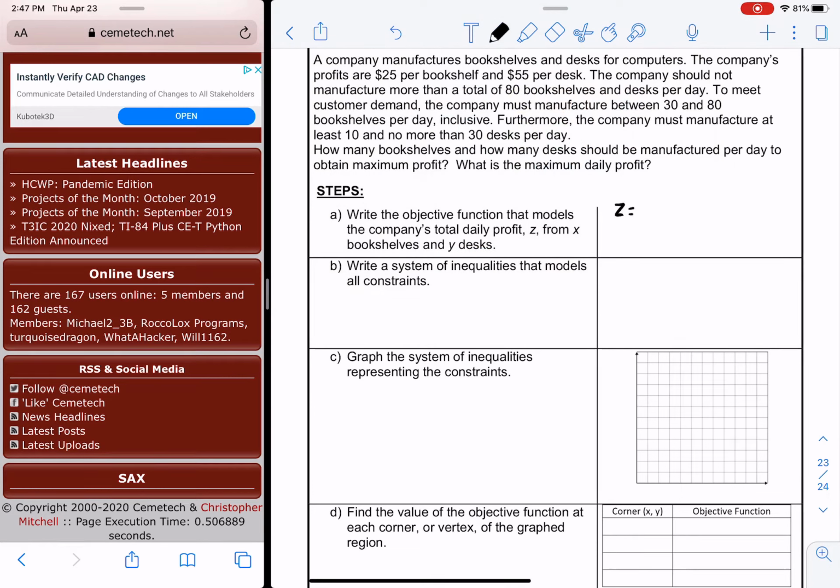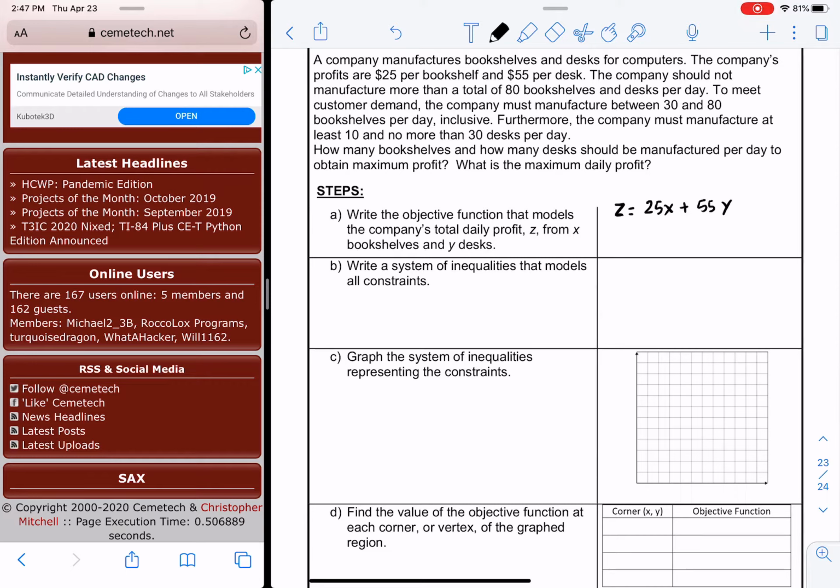Z would equal 25 per bookshelf, and we have x bookshelves, so 25x plus 55 per desk, so it's 55y. Our goal is to maximize this quantity so that we make profit. So that is the objective function.